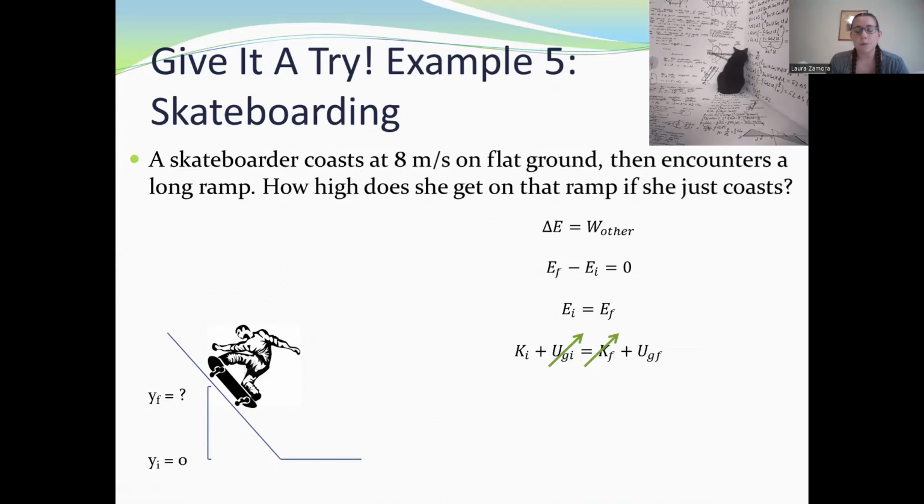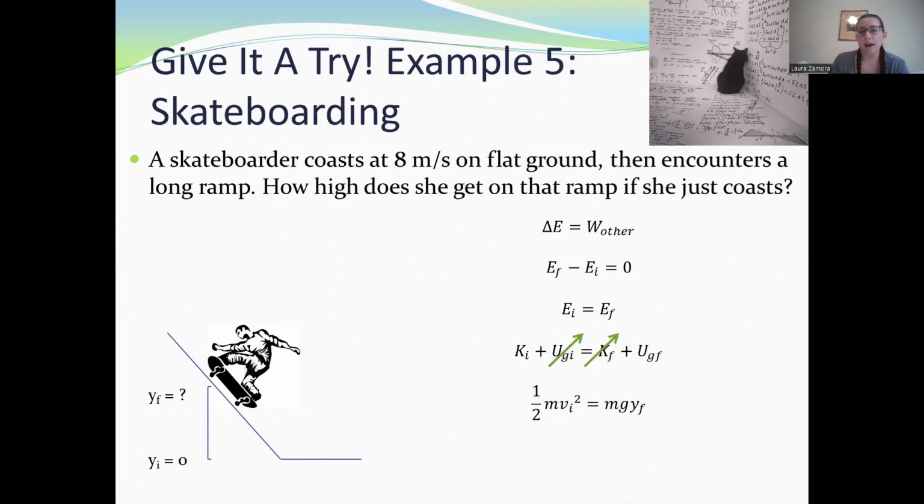Okay, so this is a skill that's very helpful to learn, just by looking at the situation, trying to figure out which types of energy are present at which locations. Really, we're only dealing with an initial kinetic energy because she's moving along that level ground, and a final gravitational potential energy because as she's up the ramp, that means she's above the level ground. So she has that potential to fall.